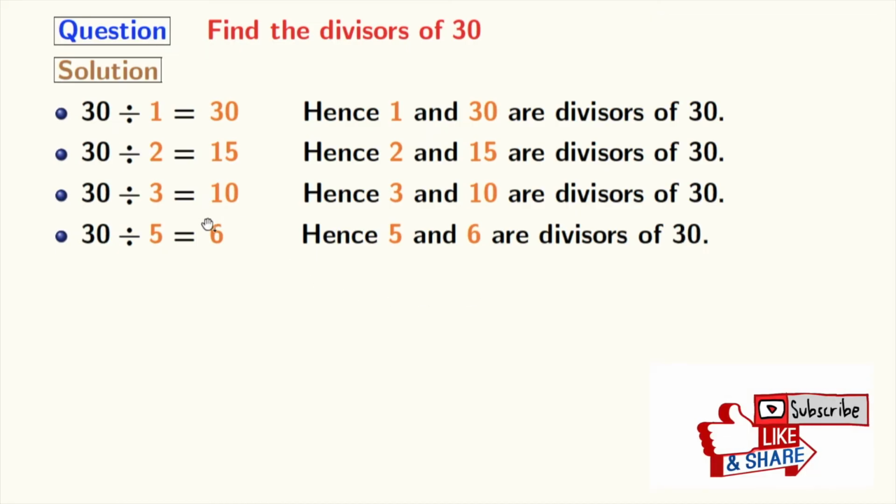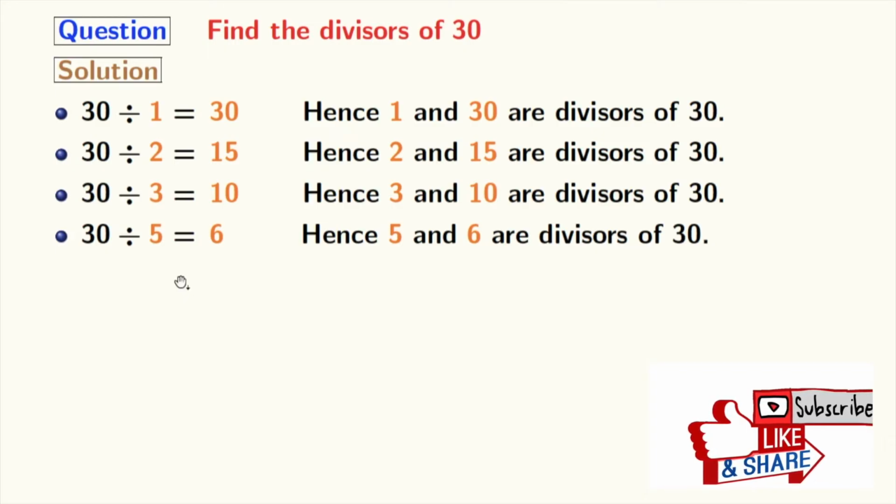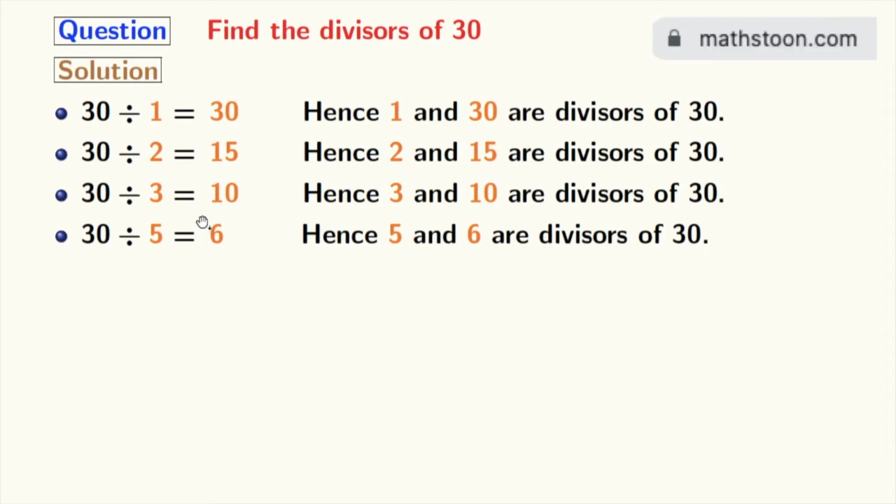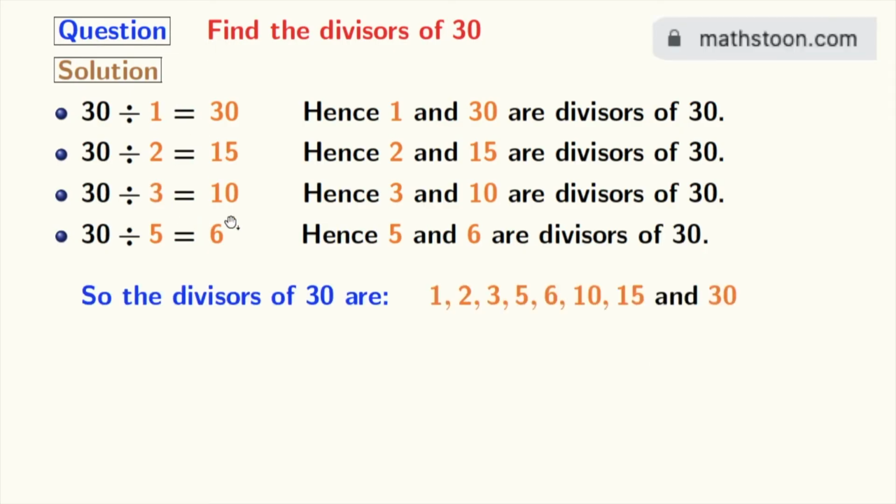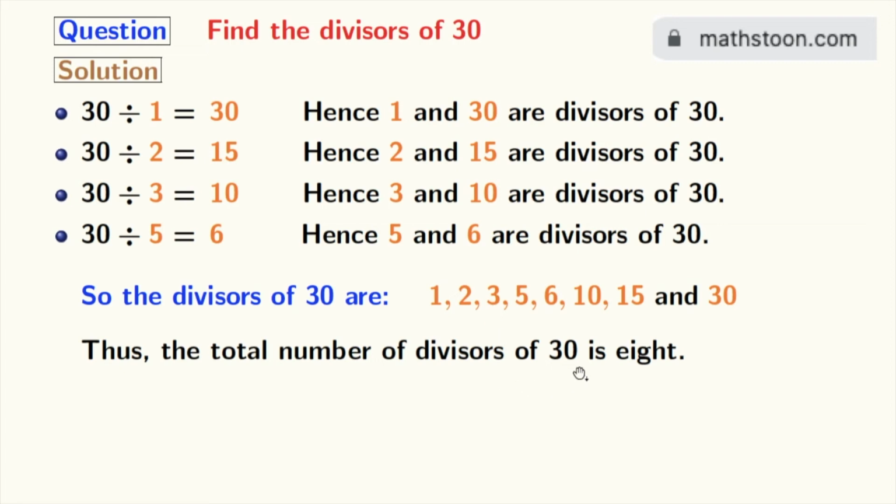Next number 6 is already here. So we will stop right now. Now look, we have all the divisors of 30, which are in orange colors. These are 1, 2, 3, 5, 6, 10, 15 and 30. So the total number of divisors of 30 is 8.